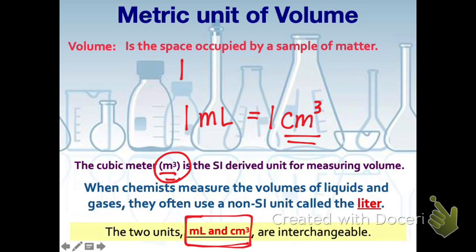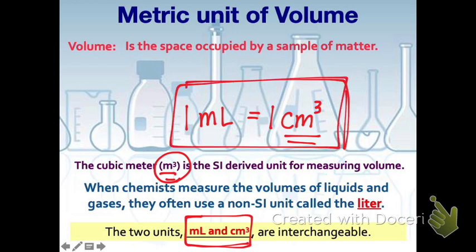Okay, so 1 liter is equal to 1 meter cubed. No, that's not right. This one right here: 1 milliliter is equal to 1 centimeter cubed.